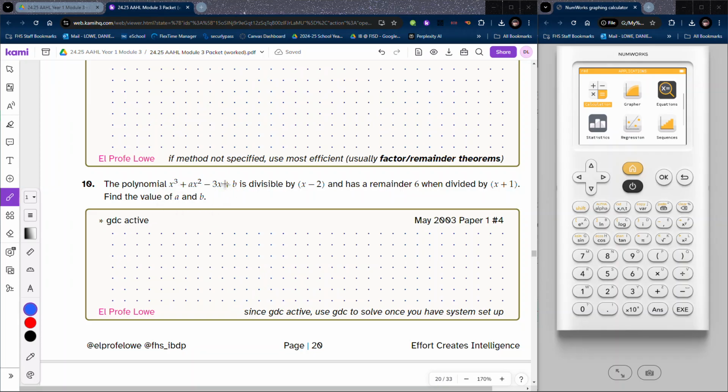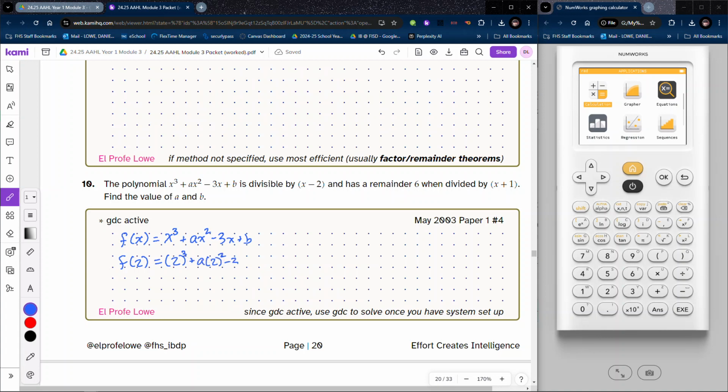So if we know that this polynomial is divisible by x minus 2, we can think of it in the following way. Let's say that we let our polynomial represent a function f of x. So we could say f of x equals x cubed plus ax squared minus 3x plus b. Being divisible by x minus 2 means that f of 2, which would be 2 cubed plus a times 2 squared minus 3 times 2 plus b, is going to have to equal 0.